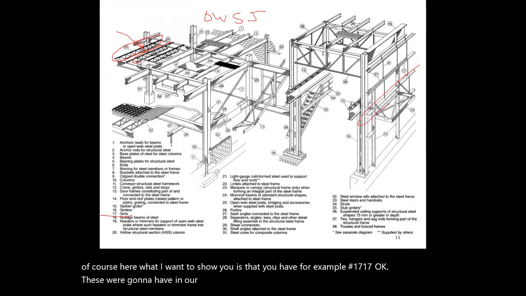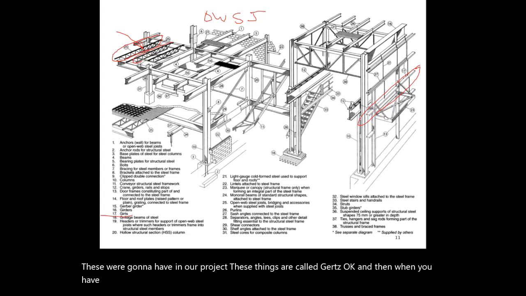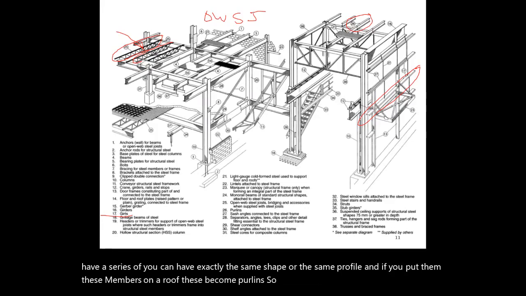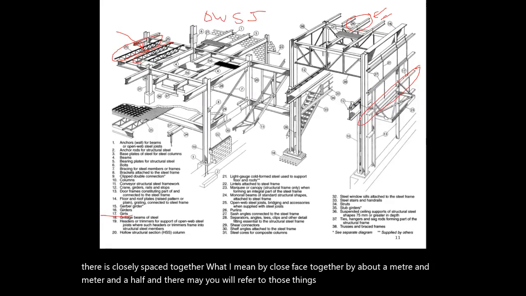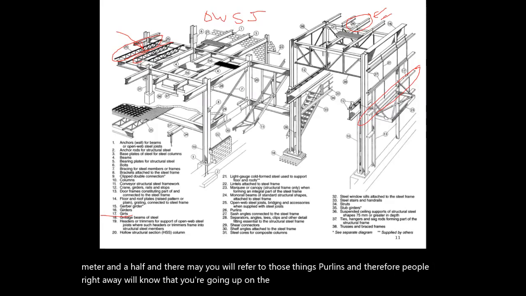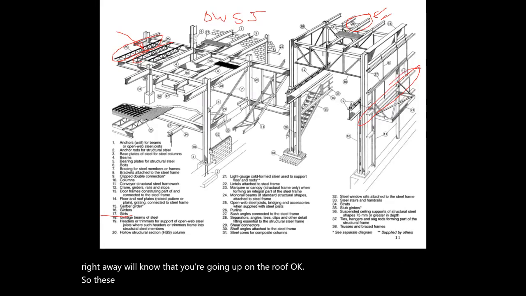These things are called girts. And then you can have exactly the same shape or profile, and if you put these members on a roof, they become purlins. When you have members on a roof that are closely spaced together, by about a meter and a half, you will refer to those as purlins, and people right away will know that you're going up on the roof. So these are purlins, these are girts, and so on.